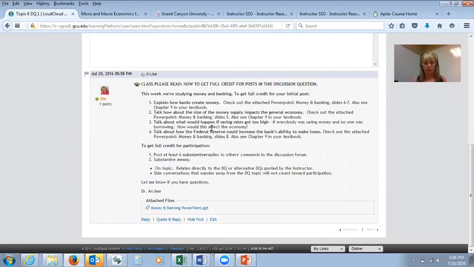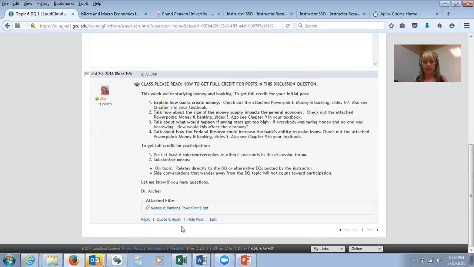The third point, talk about what would happen if saving rates got too high. So earlier when we looked at the PowerPoint, we saw that banks increase the money supply by making loans. Well, if everybody deposited money into the bank and nobody wanted to borrow money from the bank, that would stop that cycle, right? And so that would change the money supply, and the money supply, of course, affects the economy, as we saw in point 2.